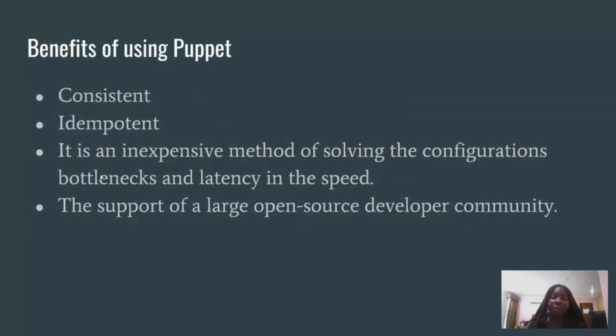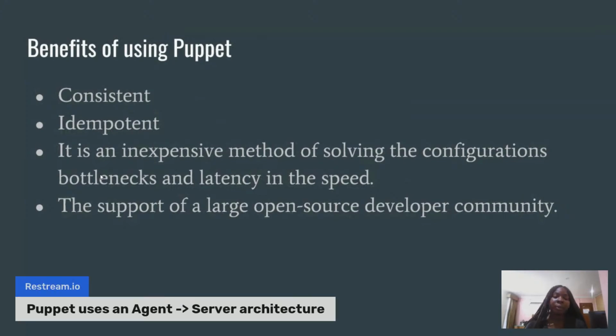All right. So what are the benefits of using Puppet? It's consistent. It's idempotent. It has its own language. I believe it's built on Ruby too, but it has its own language, just like how you have Groovy. If you're familiar with Jenkins, you have the Groovy language. You also have a Puppet language. Then it's an inexpensive method for solving configuration bottlenecks and latency in speed. So it's very easy to use and very easy to set up also.